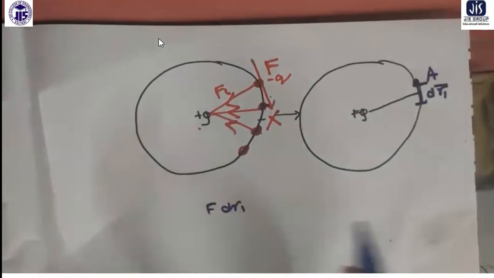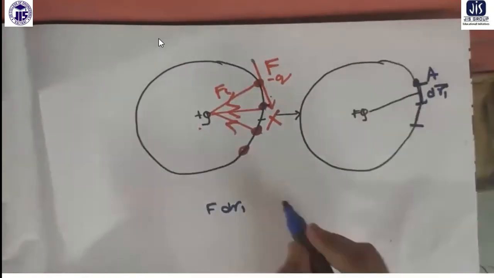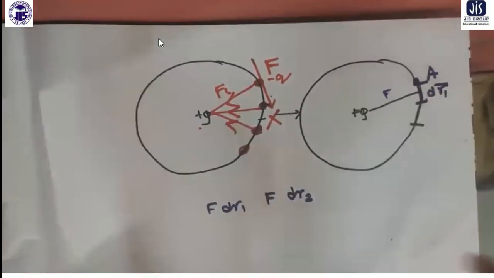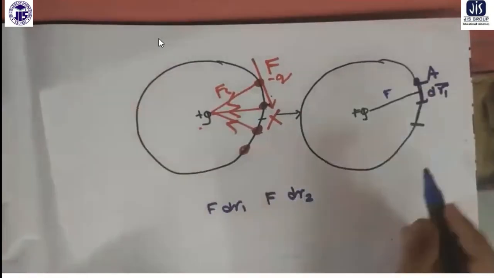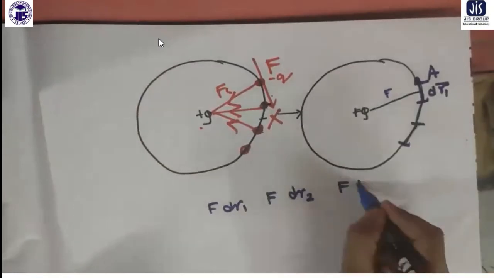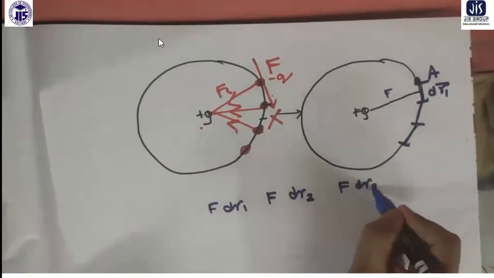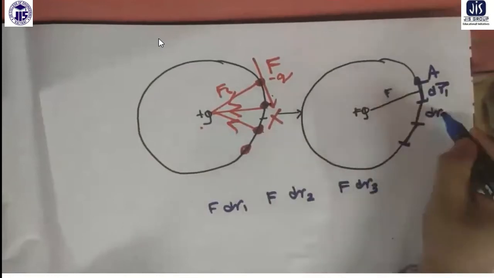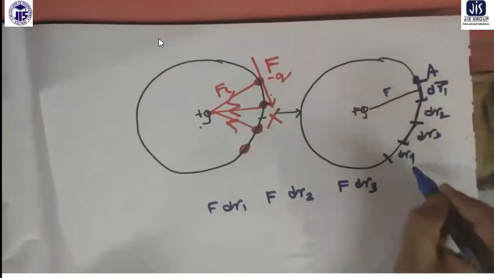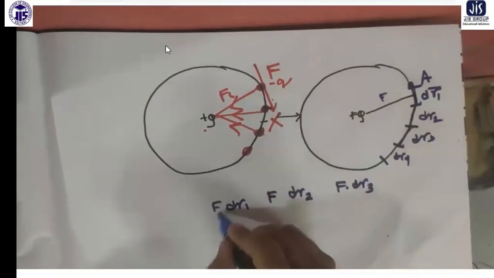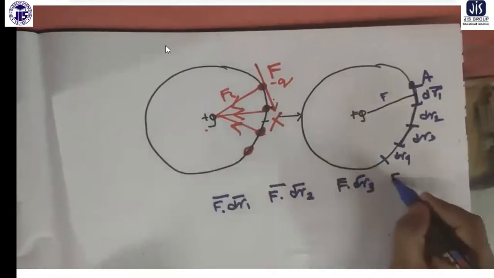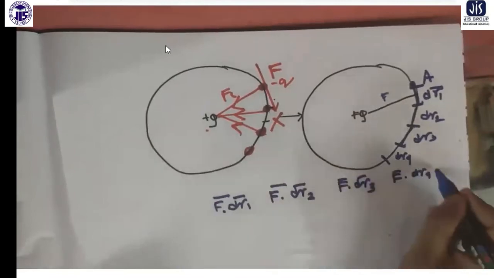As it will come here, you will do a bit more work, f dot dr2, considering f is the applied force. Now if you are coming here, again you will do a bit more work, f dot dr3. This is dr2, this is dr3, and so on. If this is dr4, this is f dot dr1. Okay, f dot dr2. Next one is f dot dr3. Next one is f dot dr4, and so on.